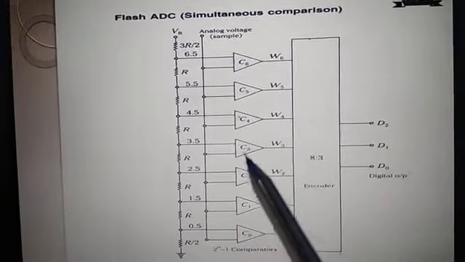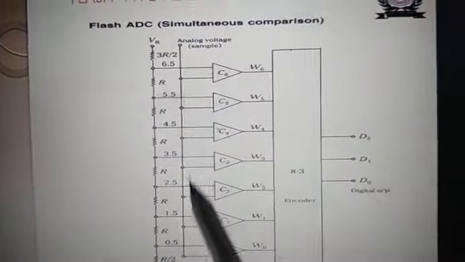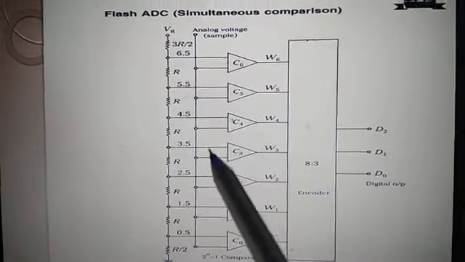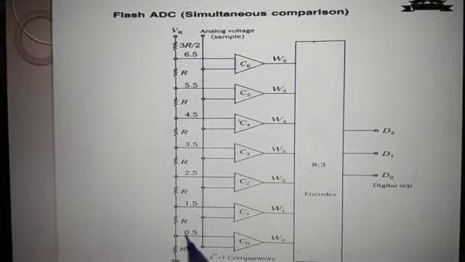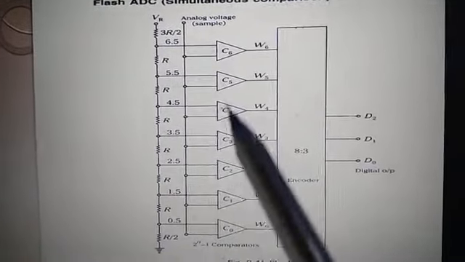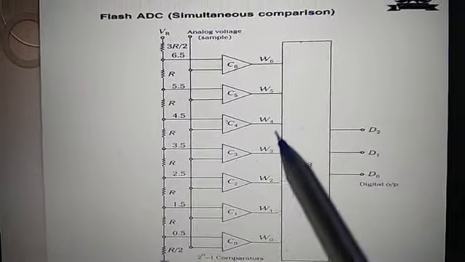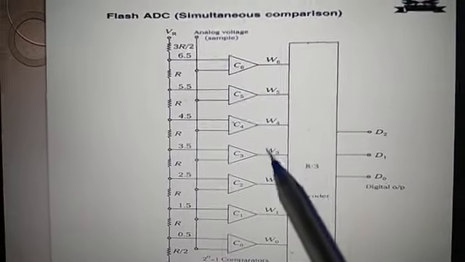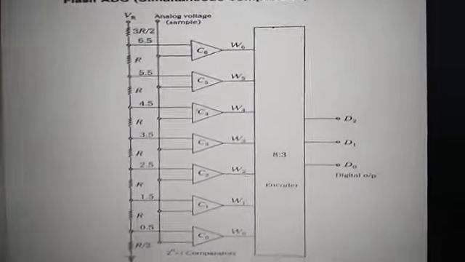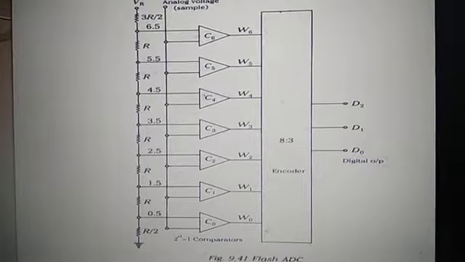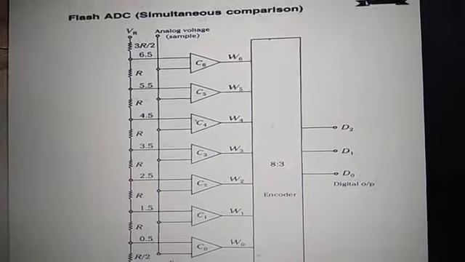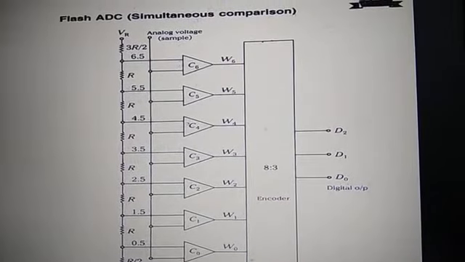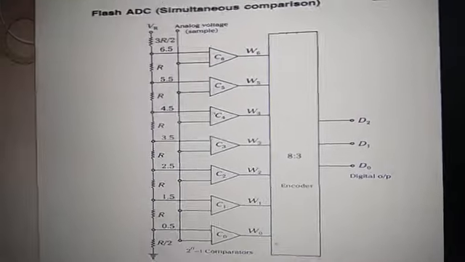So what will happen? The analog voltage will continuously be compared with these resistances or with these reference voltages available at that comparator, and a particular comparator output will change. Suppose we have a 100 output. 100 means equivalent to 4.